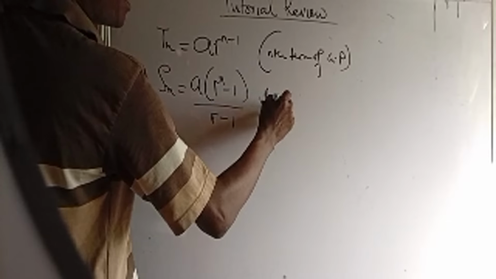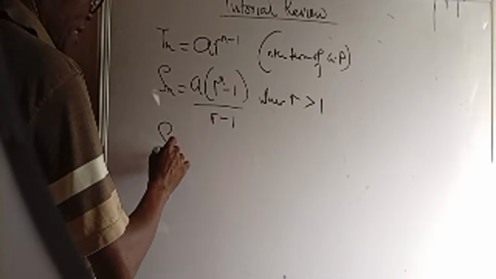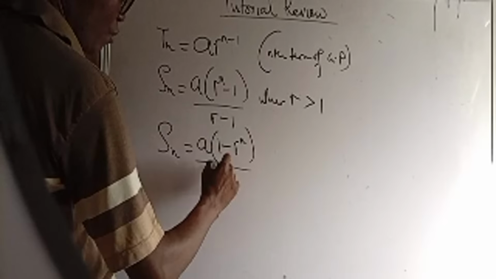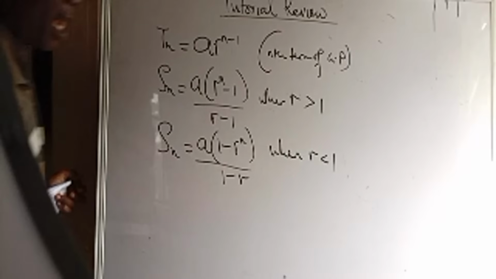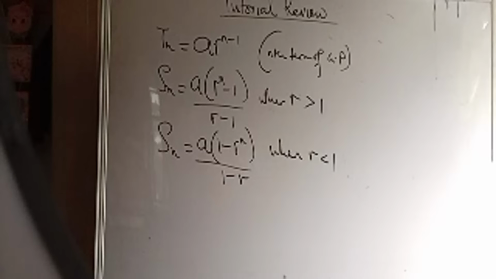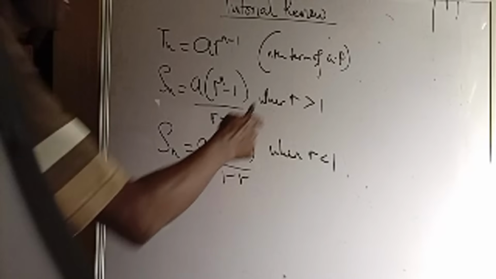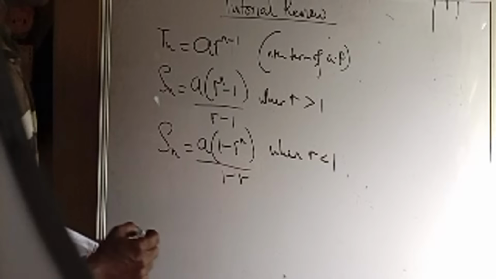This is when your r is greater than 1. But if your r is less than 1, it will be S equals a into 1 minus r raised to power n all over 1 minus r. Now, the difference, like I told you, between AP and GP is simply the constant between them. In AP, the constant is the common difference. But in GP, the constant is the ratio.